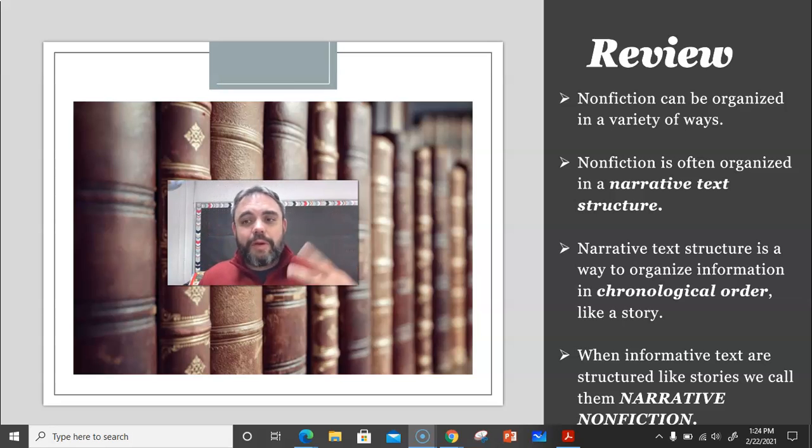All right. Second point to remember, nonfiction is often organized in narrative text structure. Right? And as you guys learned at the beginning of this lesson, narrative text structure is a way to organize information in chronological order like a story. First, next, then, finally. Right? Then we also know that when informative texts are structured like stories, we call them narrative nonfiction. Right? They have a specific name because they have a specific function, structure, and organization.